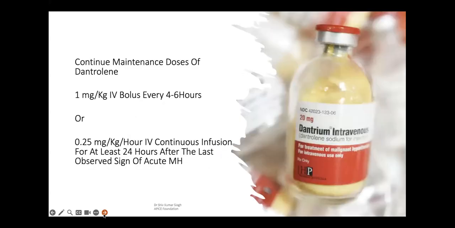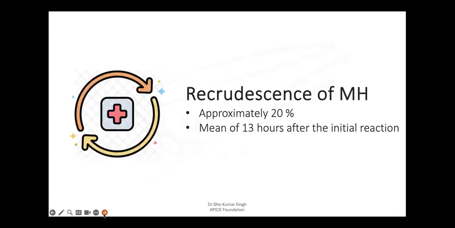The other reason is that we have to continue the dantrolene treatment. So we can either give dantrolene as 1 milligram per kg IV bolus every 4 to 6 hours, or it can be used as a continuous infusion of 0.25 milligrams per kg per hour for at least 24 hours after the last signs of MH seen. And the reason for this is the recurrence of MH, which is actually seen in approximately 20%.